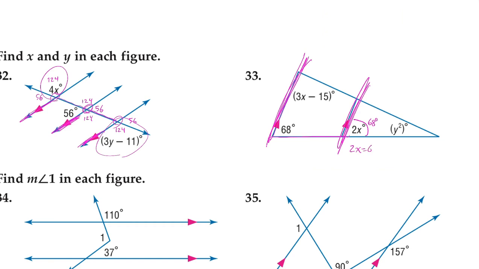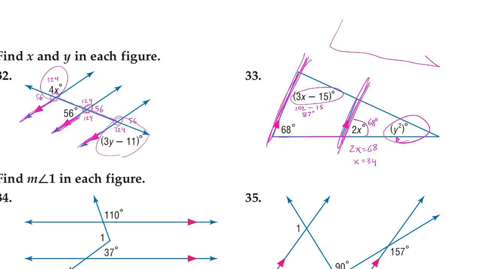So 2x equals 68. So x equals 34. Well, now this isn't a variable anymore. This is a number, right? So 3 times 34, that's 90 and 12, so that's 102 minus 15. So that's 87 degrees. Well, then how could we get this?